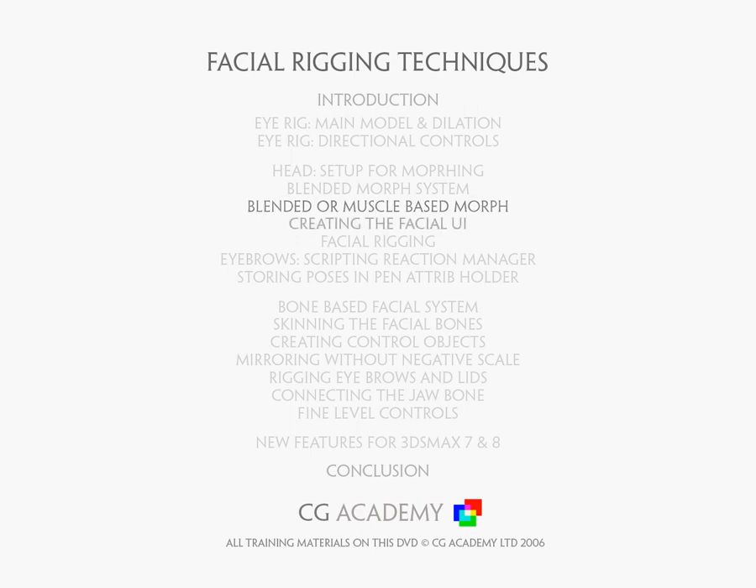Chapter 6, Creating Facial UI. We're going to script spline UI items, and we're also going to set up a limiting system for the objects using script controllers. Chapter 7, Facial Rigging. We're going to look at connecting the UI to the morphs using Reaction Manager, and then building all the targets and connecting them to the UI system. Chapter 8, Eyebrows and Scripting Reaction Manager. We're going to connect up the eyebrow shapes to the controls, and also script the morph shapes to controls using Reaction Manager.